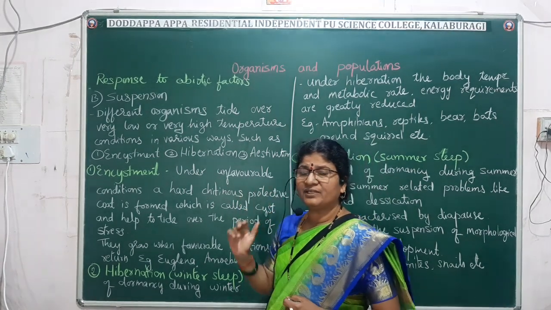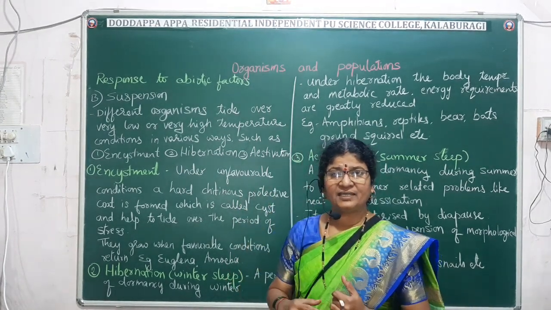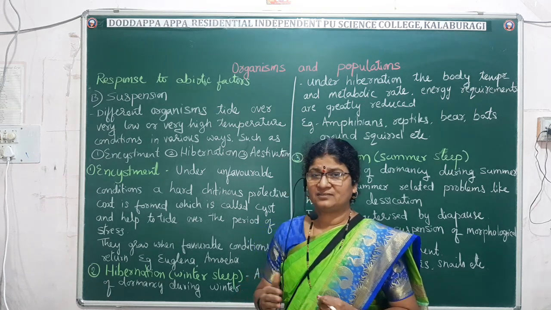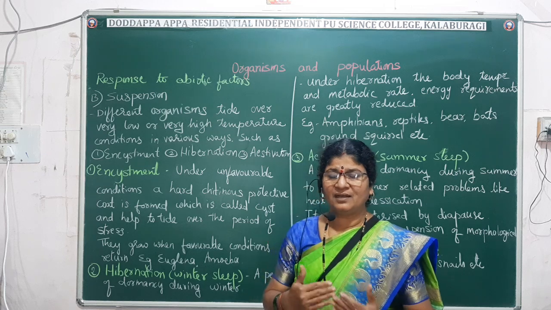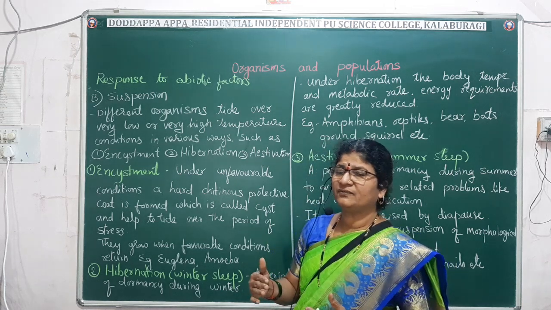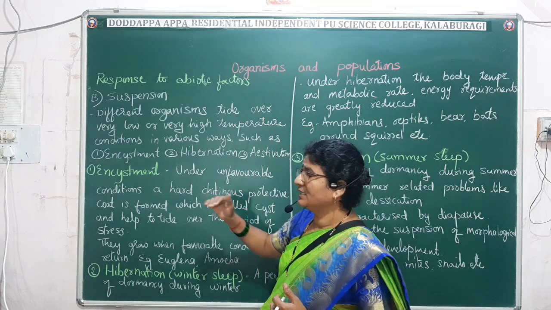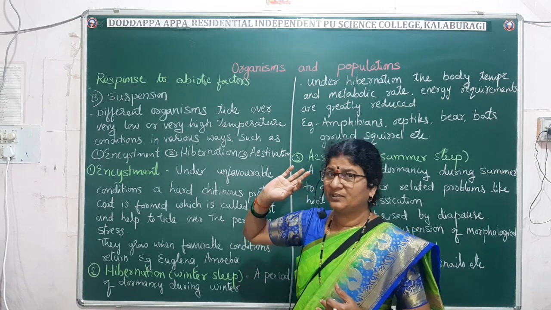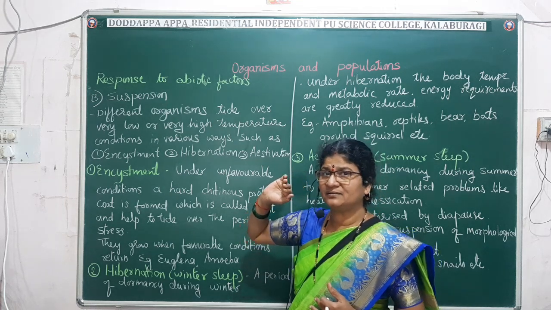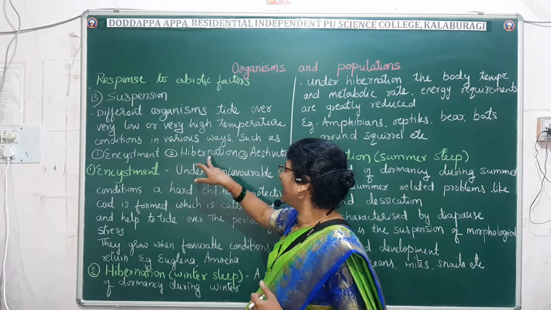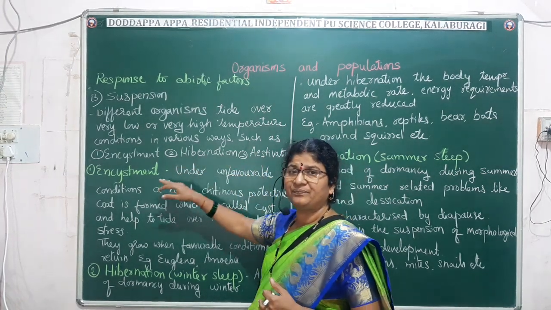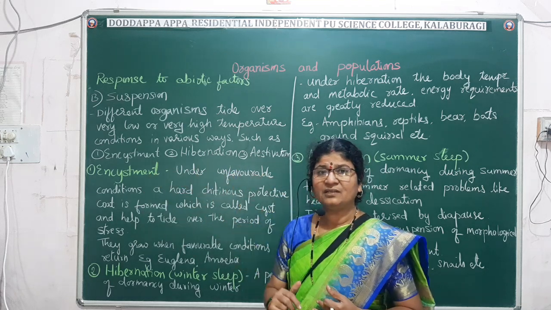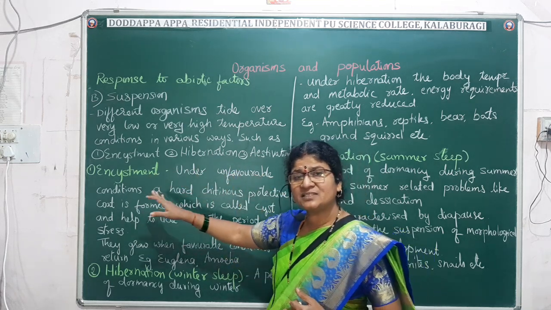Suspension: different organisms tide over the high or the low temperature by different methods. You see different methods just to overcome these high or low temperature. Here we will see mainly three different types, that is encystment, hibernation and aestivation. What are the three processes of suspension? Encystment, hibernation and aestivation. Encystment, this term you came across in reproduction in organisms, that is the cyst formation.